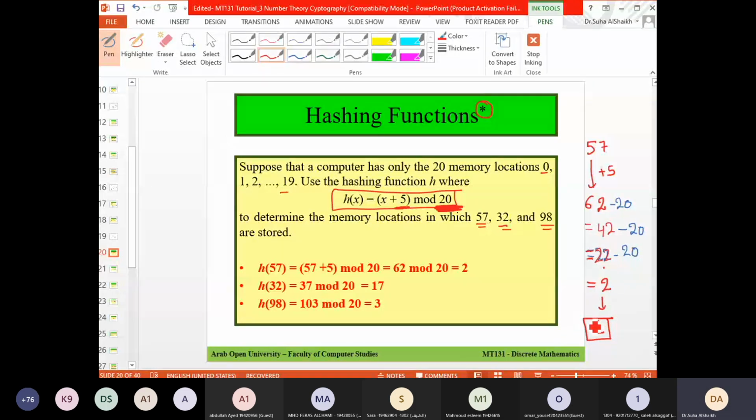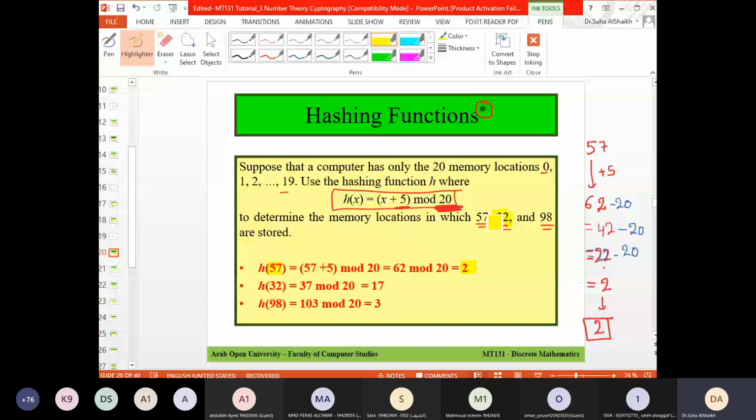The same concept. I am stopping at 20, it doesn't work to exceed 20. So I keep on subtracting the 20 until I get a number less than 20. So I keep on subtracting the 20, 1 time, 2 times, 3 times, till I get the result equal to 2. So actually the 57 goes to 2.